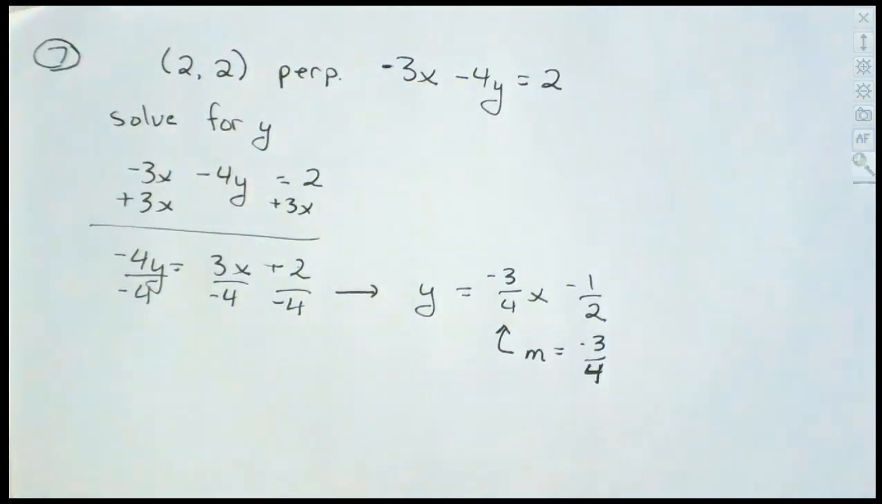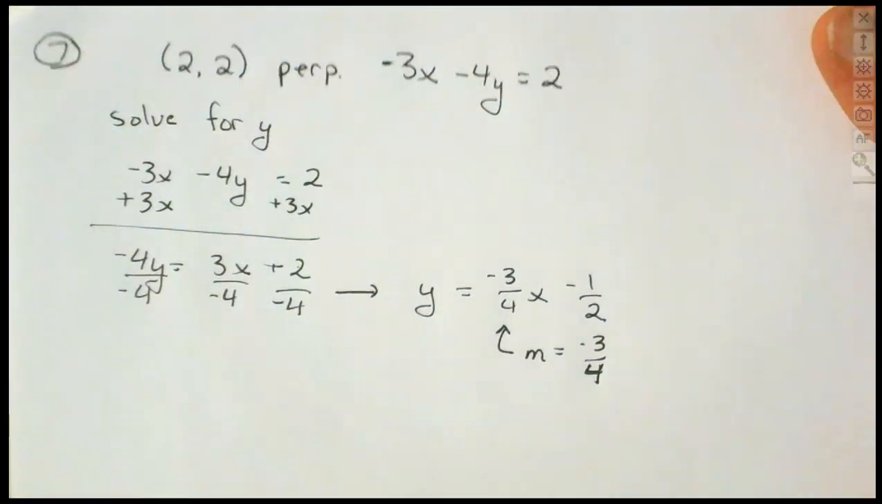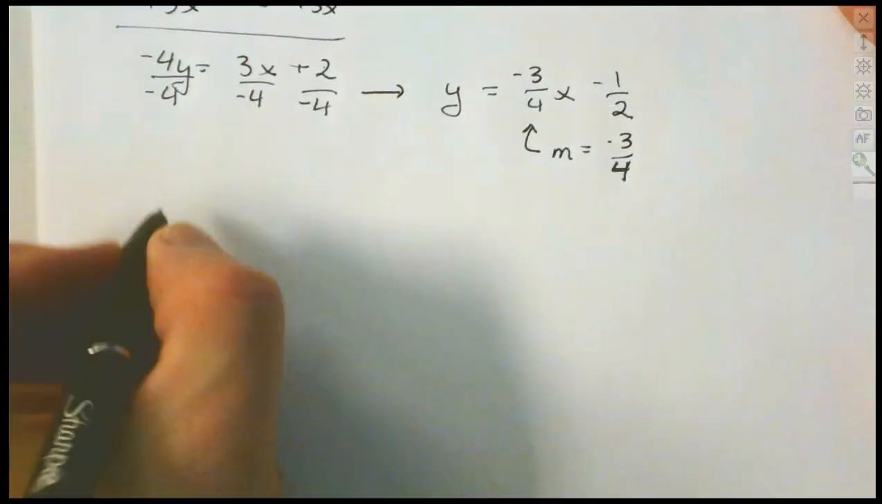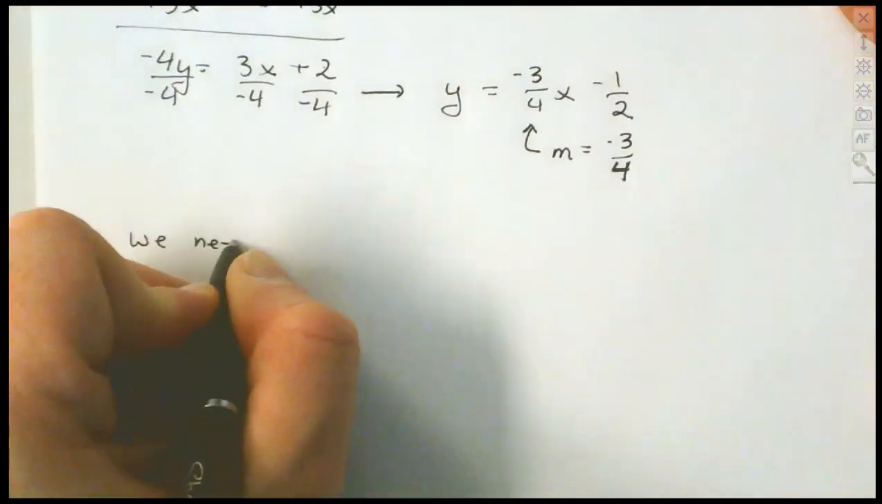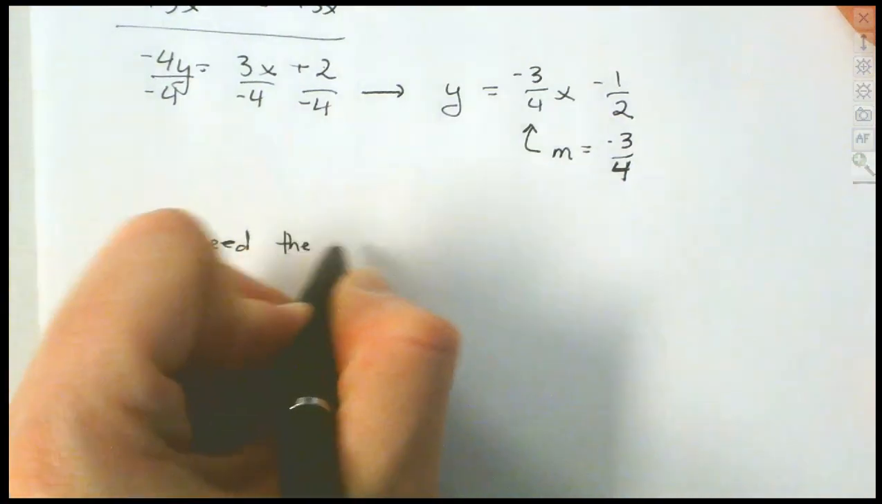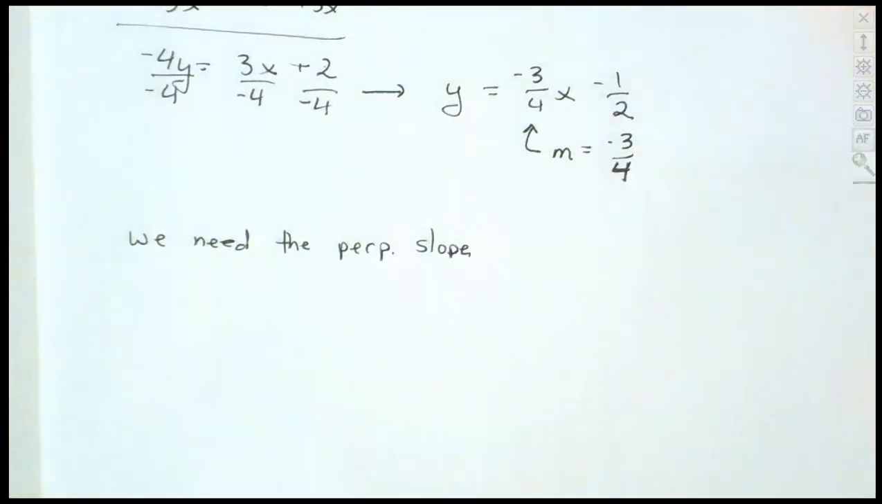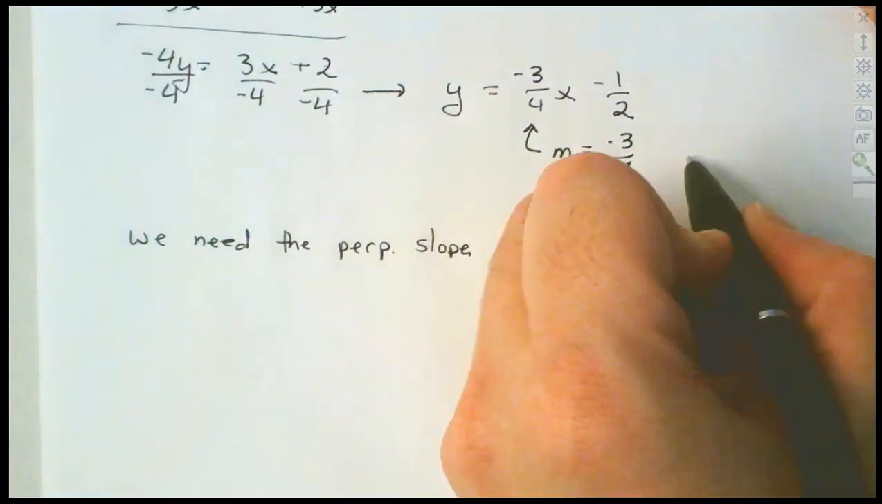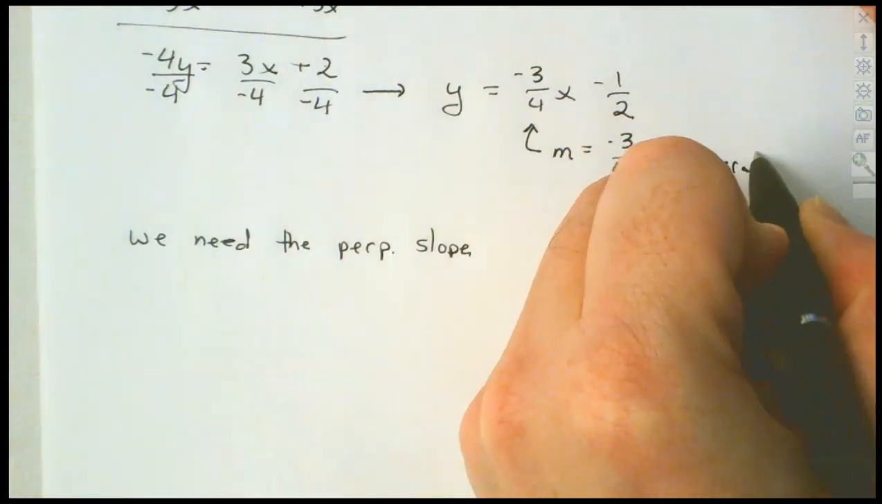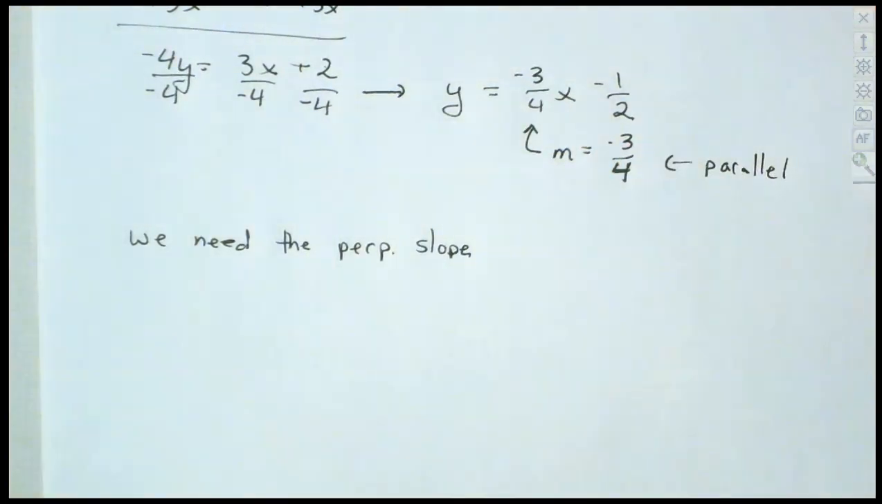Is everyone okay with how I got to that point? So we took our equation and we rewrote it. Now, students make mistakes and sign errors, and sometimes they forget what to do. They get to this point and they think they're done. You're not done. You're halfway there. So what do we need? Well, we need the perpendicular slope. So we need to find our perpendicular slope. This is our parallel slope. What would our perpendicular slope be?